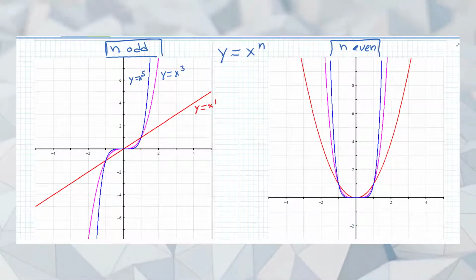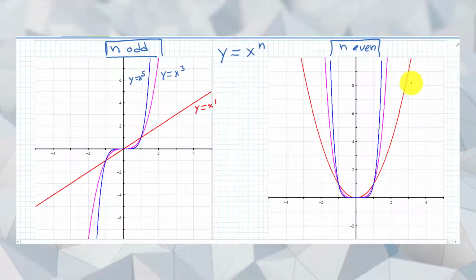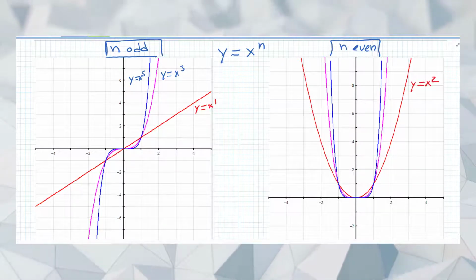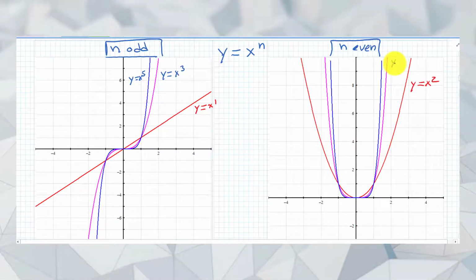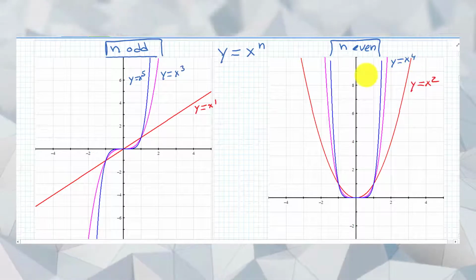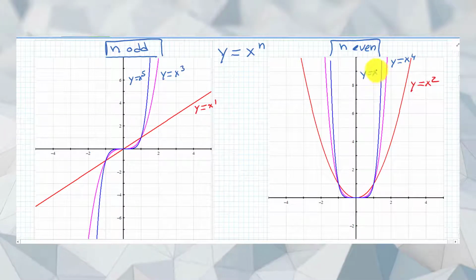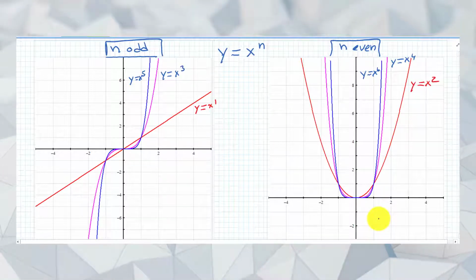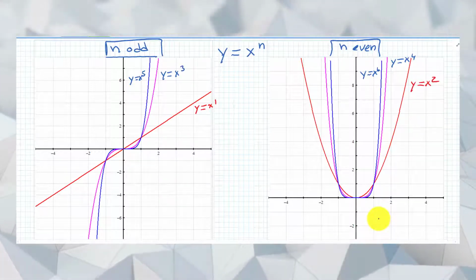And then we had the second family for n even. For example, here it's y equals x squared, the parabola that we studied before. Then we have y equals x to the fourth, and then y equals x to the sixth. Again, we see that the graph gets straighter and straighter, or narrower and narrower as the power increases.